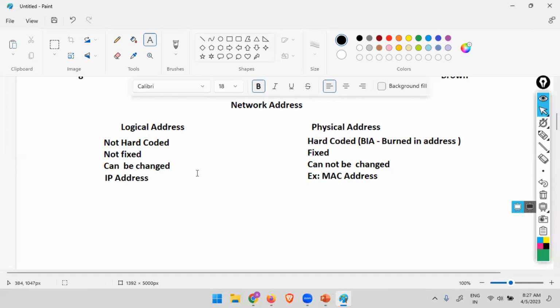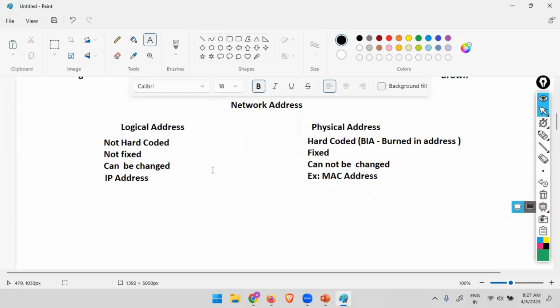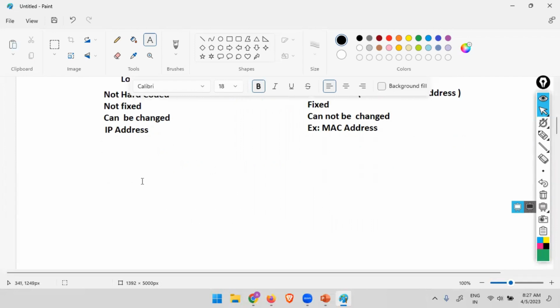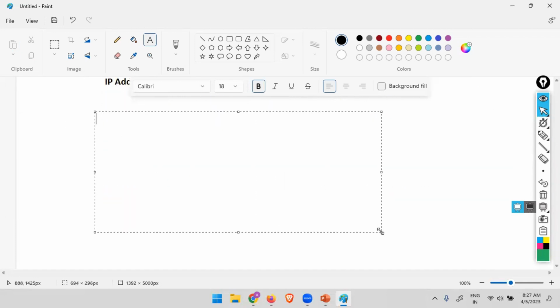Now, your name will be acting as a physical entity and your enrollment number will be acting as a logical entity here. All right. So first of all, we'll go with the logical addresses. The example for a logical address is the IP address, right? Now, if you have to define the IP address, how are you going to define it?